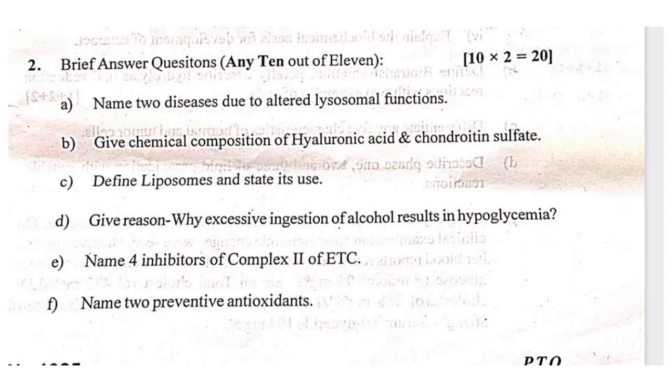So welcome you all. Here we are going to discuss the solved question paper of Biochemistry paper 1, and the paper is from MUHS University. Here we are going to discuss brief answer questions, any 10 out of 11, and these are the questions. We will discuss all the questions one by one. These are the solved questions.